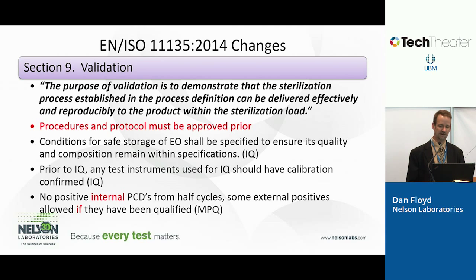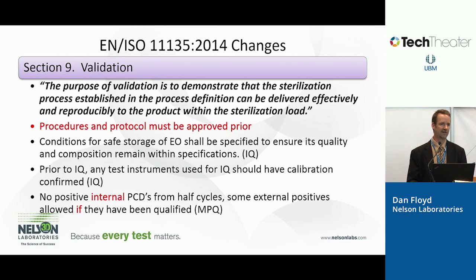It talks about the calibration confirmed as part of the IQ. And it doesn't allow any positive internal PCDs, although it does allow you to have some external BIs. External BIs are basically placed on the outside of the load just to help the contract sterilizers with ease of removal. You don't have to tear your whole load apart to get in to remove the biological indicators. You can place them on the outside.